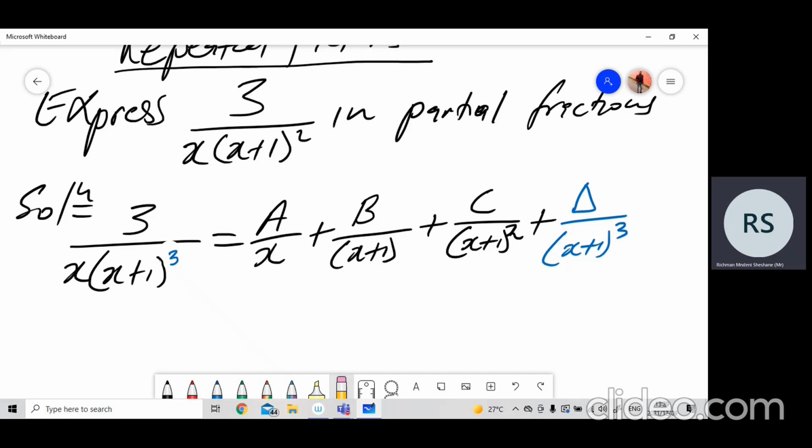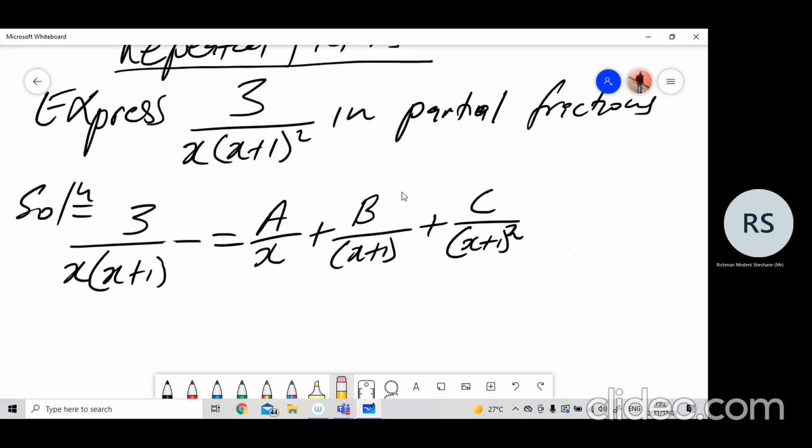This is 2. We don't have this third term. So when x plus 1 is to the power of 2, we repeat up until this linear factor is to the power of this number. In this case, it is 2. Okay, so these are the forms of the partial fraction. Once you have the form of the partial fraction, you need to solve for a, b, and c, these constants.